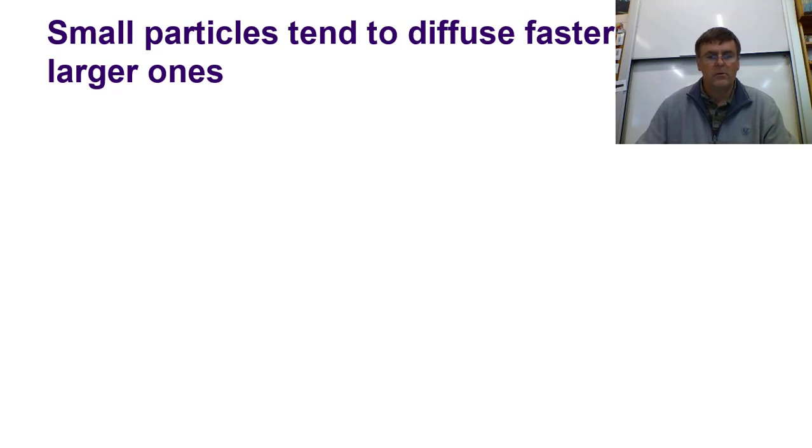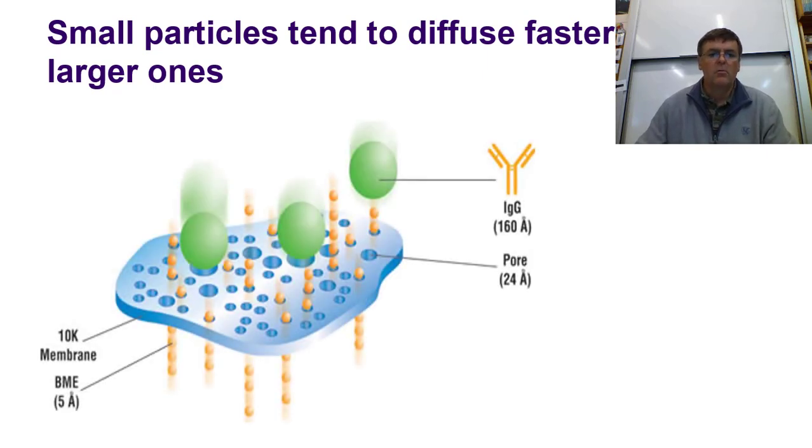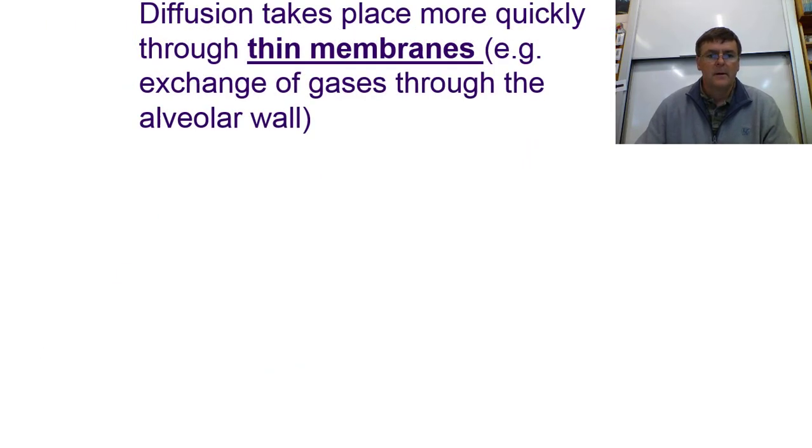So, obviously, small things go quicker than large things. They can get through the small gaps, small holes, and wriggle through things a bit easier. And it goes through a thin membrane. So it's got to go through a membrane. The thinner it is, the easier and the quicker it's going to happen.